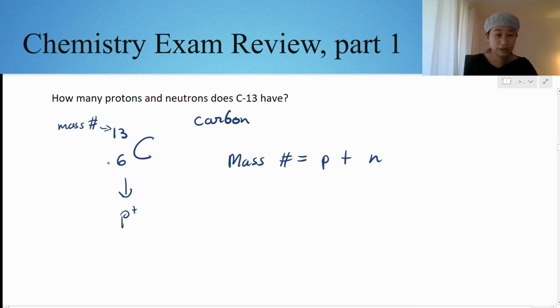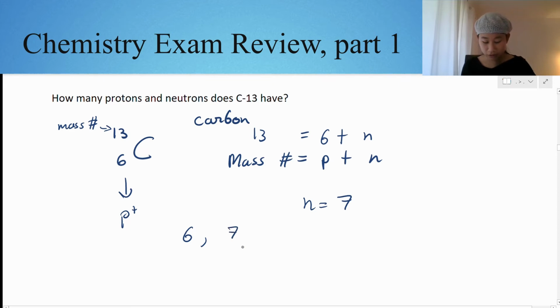If we know that it has 6 protons, then we can put a 6 here, and we know that the mass number is 13. So what plus 6 is going to be 13? Well, the number of neutrons must be equal to 7, because 7 plus 6 is 13. So this carbon has 6 protons, like all carbon atoms do, and 7 neutrons.